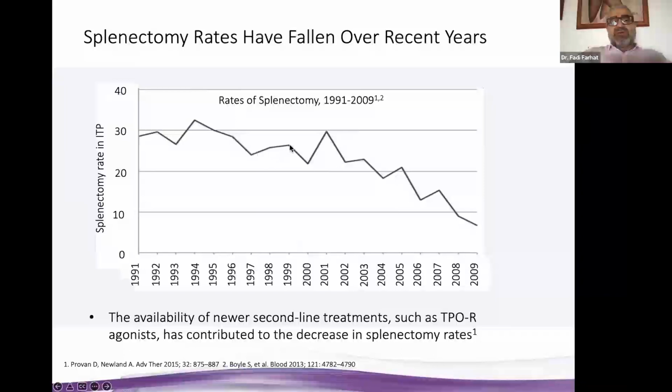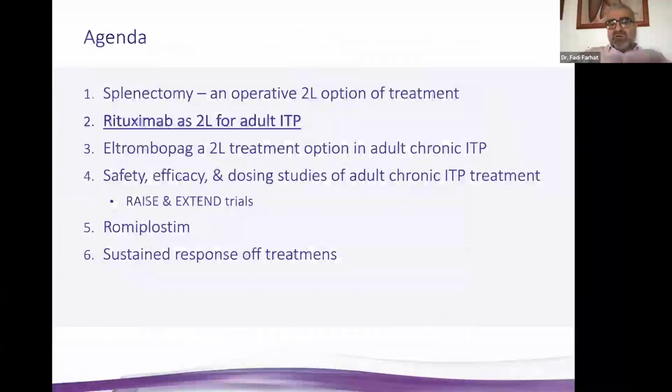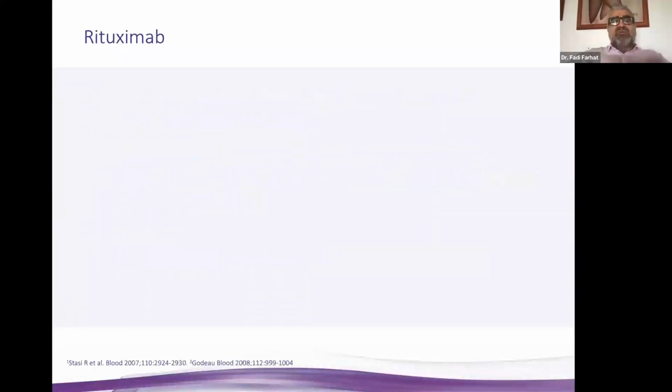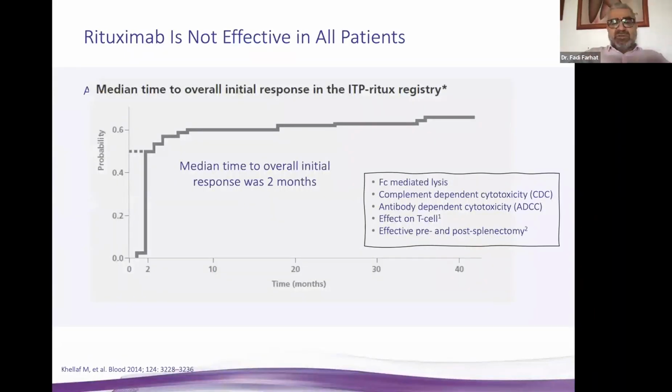The rate of splenectomy as the surgical solution for ITP is falling, and this is due to the arrival of newer molecules and drugs. And here we talk about the medical treatment. We can look at Rituximab as the second line, which is a treatment that all of us have used. We know very well that Rituximab works through complement-mediated cytotoxicity, antibody-dependent cytotoxicity, and has an effect on T cells.